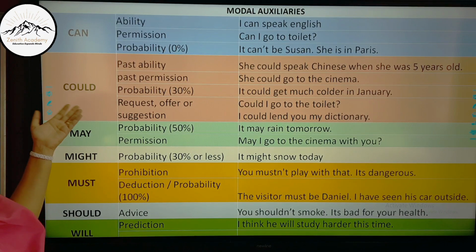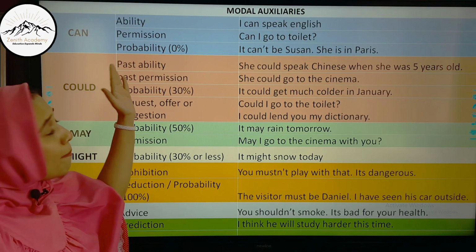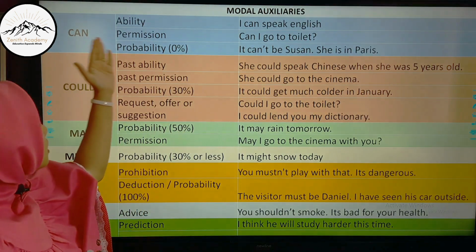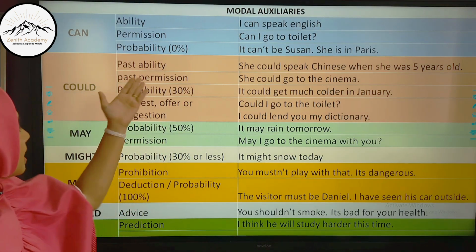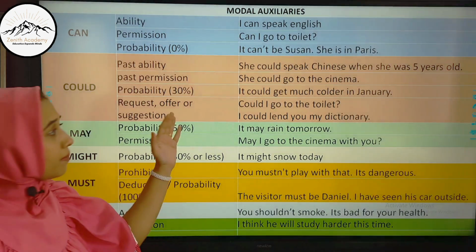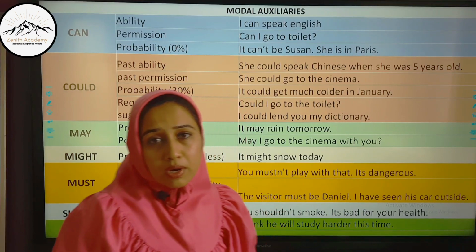The next modal auxiliary is could. It is used to show the past ability. Now can is used in the present, could is used in the past. Past ability and past permission. Like she could speak Chinese when she was 5 years old.